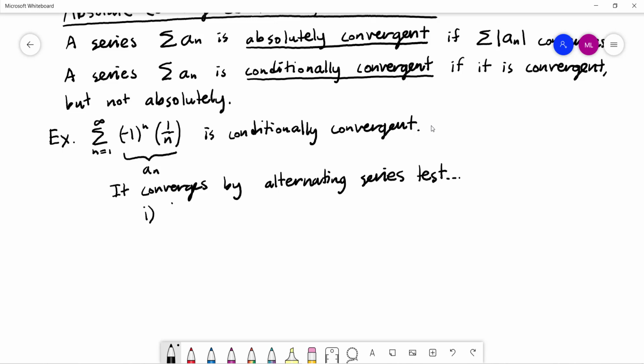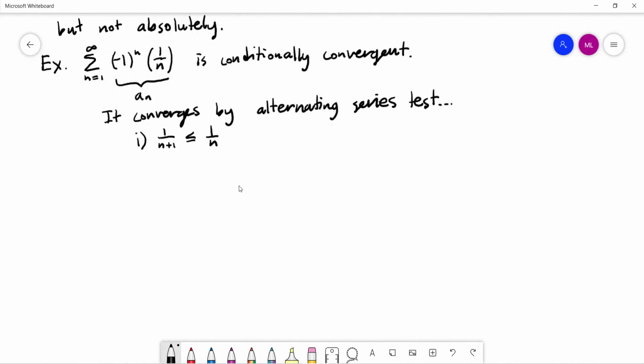The first condition, that 1 over n plus 1 is indeed less than or equal to 1 over n. So that was that a sub n plus 1 needs to be less than or equal to a sub n. So when you increase the denominator by going to the next term, each term is subsequently smaller than the one that came before it. And secondly, the limit as n goes to infinity of 1 over n is indeed 0. So it converges by the alternating series test.